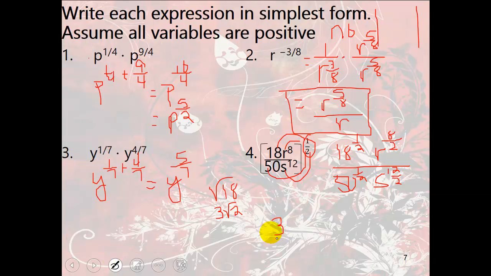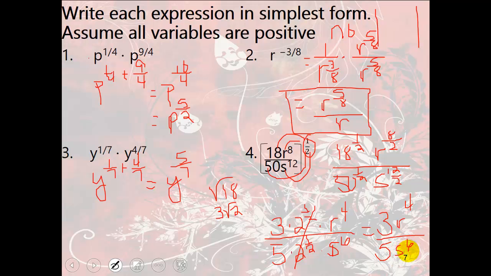So I have 3 times 2 to the 1/2 times r to the 4th over 50, square root of 50, well, that's 25 times 2, so that's 5 times 2 to the 1/2 times s to the 6th. These cancel, and I get 3 r to the 4th over 5 s to the 6th.